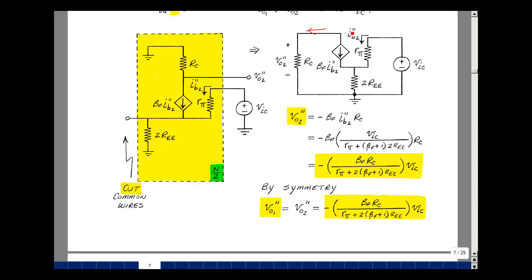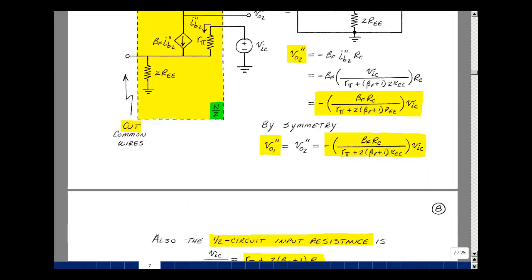That this voltage is equal to this current times R pi, and then I have beta F plus 1 times this resistance. The resistance looking in here is going to be equal to this resistor plus this one multiplied by beta F plus 1. That was this expression right over here. Let's take a look at that on the next page.